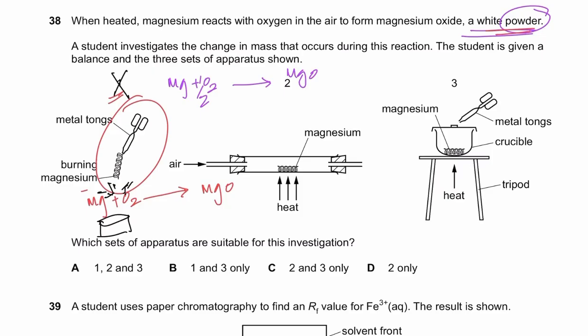If you check 2 and 3 out, 2 and 3 are the right way to do it, because you are providing air, which is basically oxygen, and the oxygen in the air would react with this magnesium to give you magnesium oxide powder.